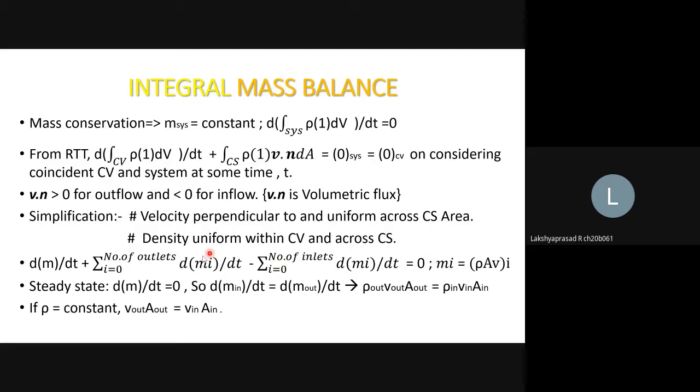So this is the simplified equation, and in case of steady state the d/dt term will be equal to 0, and we can also write rho out v out A out is equal to rho in v in A in. Then if we assume rho to be constant, an incompressible fluid, rho out and rho in will cancel and we get v out A out is equal to v in A in. This is the very simple continuity equation that we have learned in school.